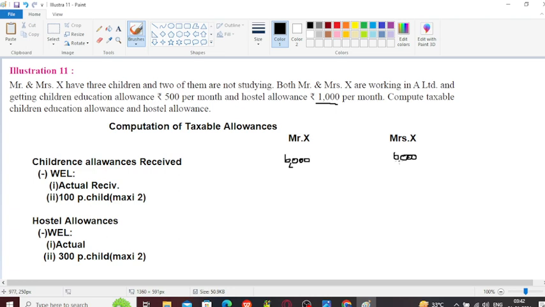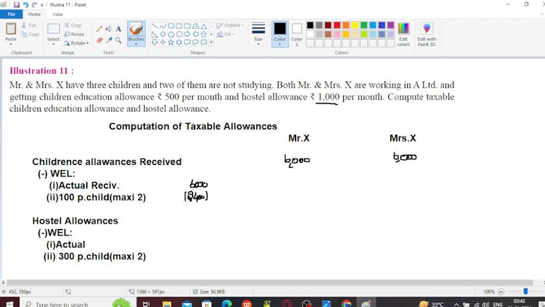For the educational allowances, we have some exemptions to deduct from the amount actually received by them. Here, whichever is least. First one is 6000, which is actually received by them. And the second one is 100 rupees per child per month, and maximum will be allowed for only two children. That is 2 into 100 into 12, which is 2400.